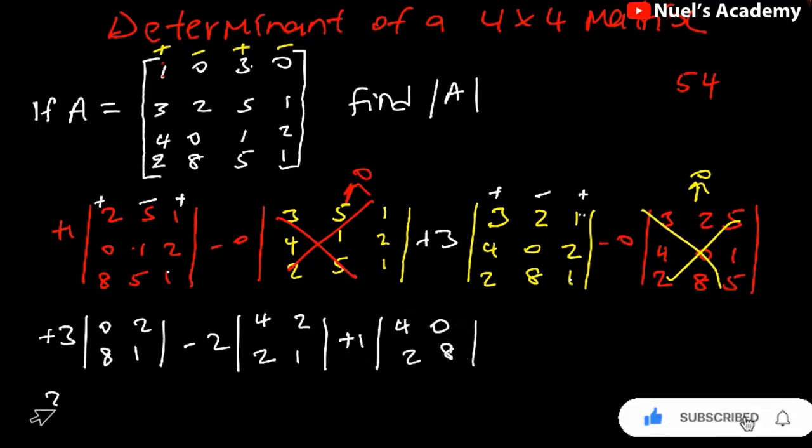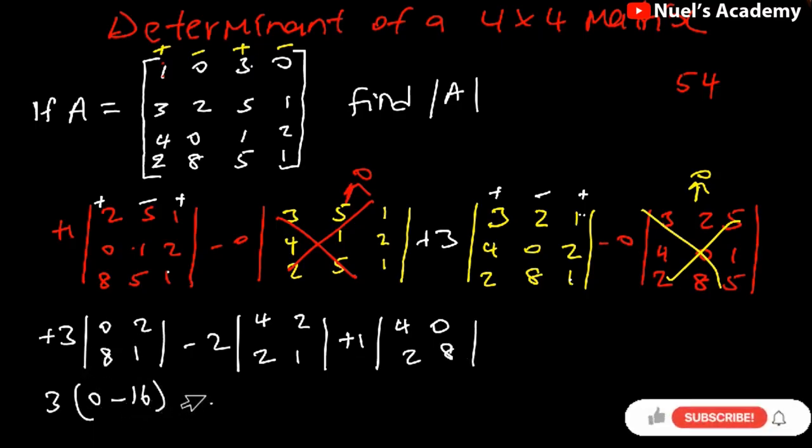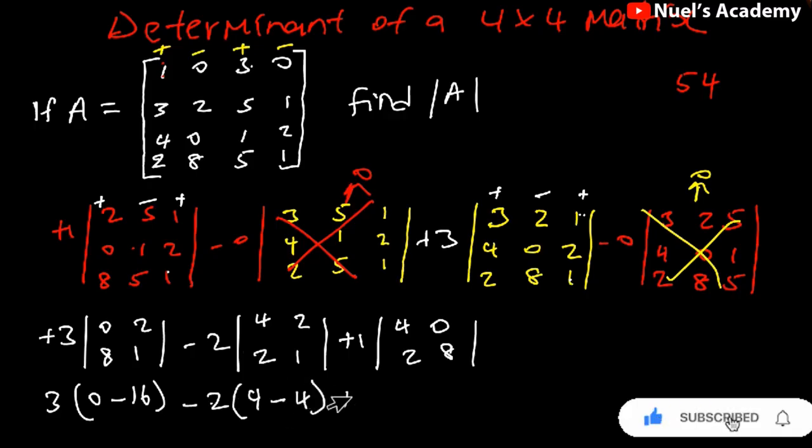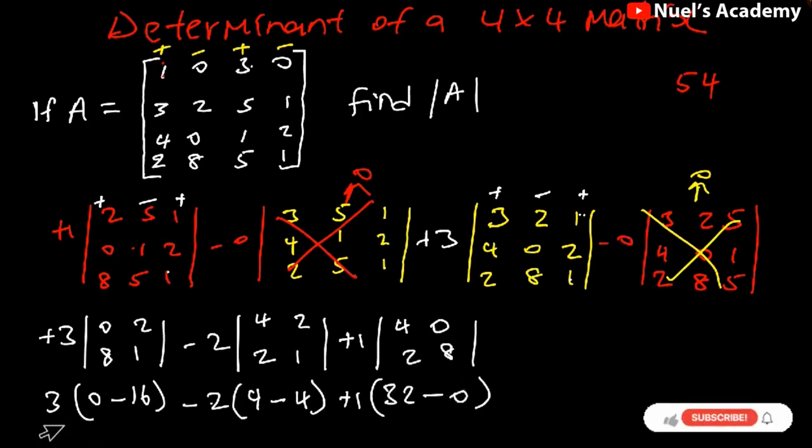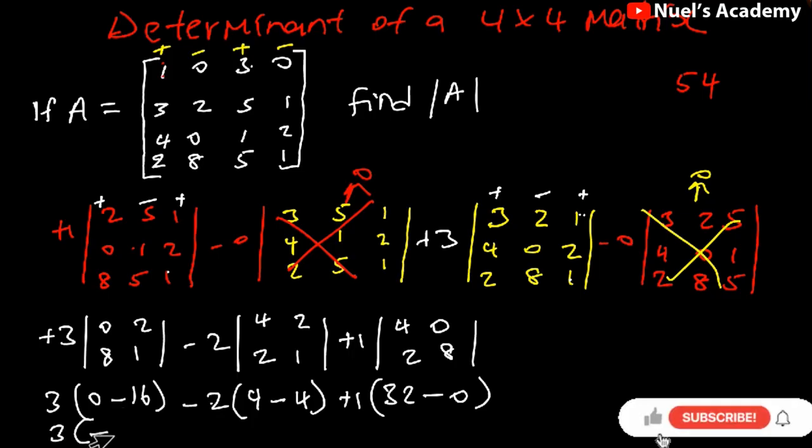So we have 3. 0 times 1 is 0. Then minus 2 times 8 is 16. Then we have minus 2. Then 4 times 1 is 4. Minus 2 times 2 is 4. Then plus 1. 4 times 8 is 32. Minus 2 times 0 is 0. So we have 3 into 0 minus 16 is minus 16. Then minus 2 into 4 minus 4 is 0. Then plus 1 into 32 minus 0 is 32.